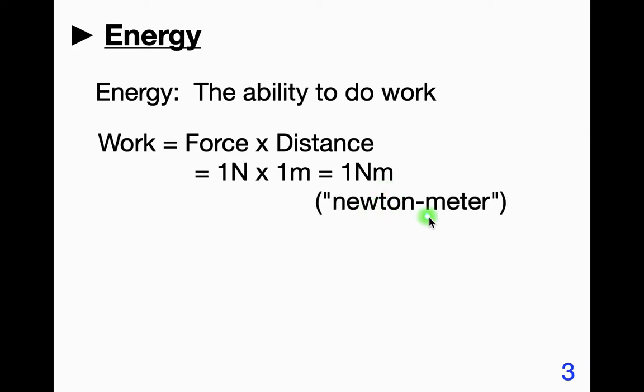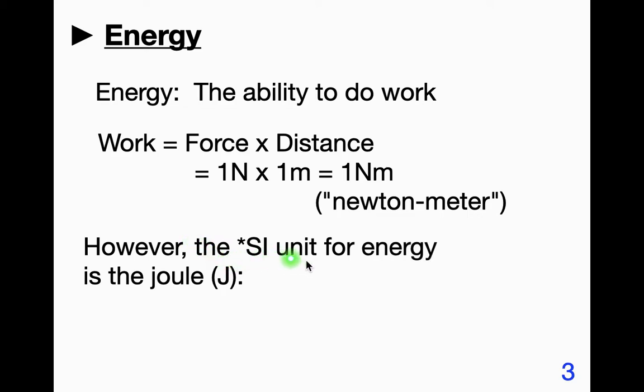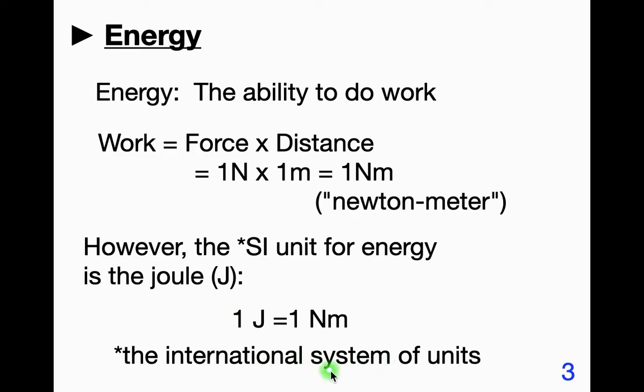However, the SI unit for energy is the joule, where 1 joule is equal to 1 Newton meter. So in other words, they mean the same thing. The Newton meter is handy in physics because you can see the unit Newton and you can see the unit meters, which sometimes you would cancel out. So they're kind of combined together in the joule. Now, SI, if you've forgotten, is the International System of Units. Every unit that we use in science is sanctioned by the International System of Units. So the joule is the unit of energy.